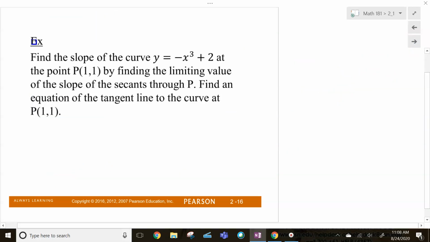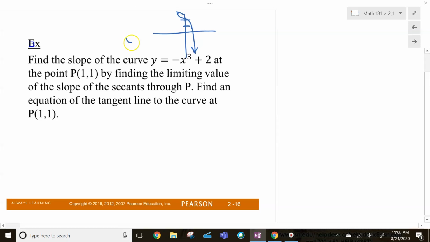Okay, let's do another one. Find the slope of the curve at -x³ plus 2. So you got this -x³ plus 2. It's kind of like that type of deal at 1, 1. So first thing is we got to find the slope in blue, the slope of the tangent line. So number 1, slope of the tangent line.